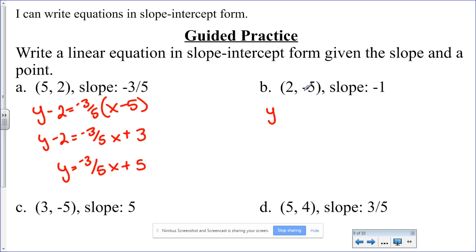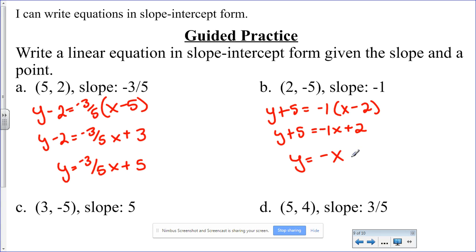Same thing for the second one. Remember, it changes my sign when I plug it in. So plus 5, and I have a -1 times x minus 2. I'm going to distribute. And then I'm going to solve. So subtract 5 from both sides. -1x is the same as -x. And then 2 minus 5 is -3.